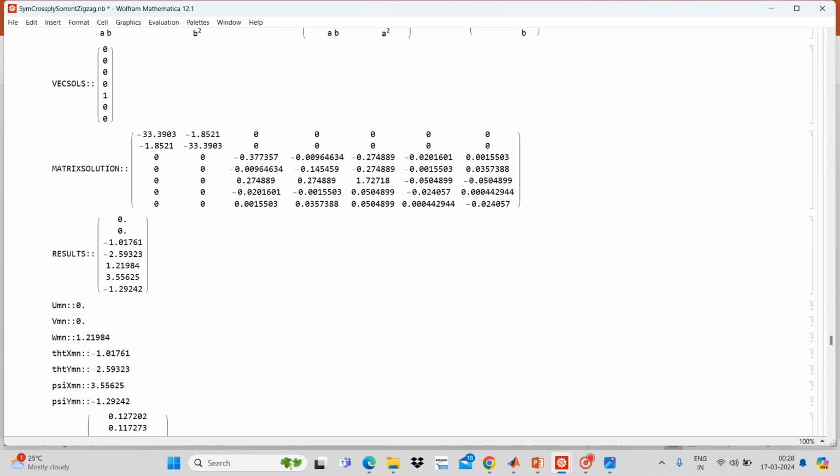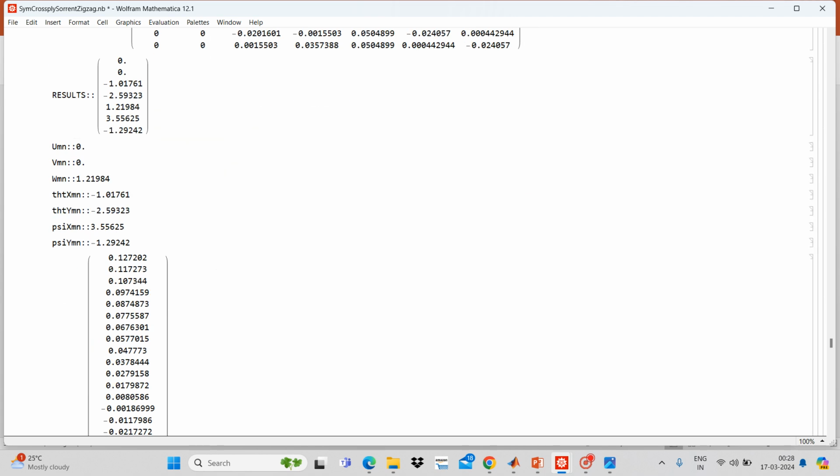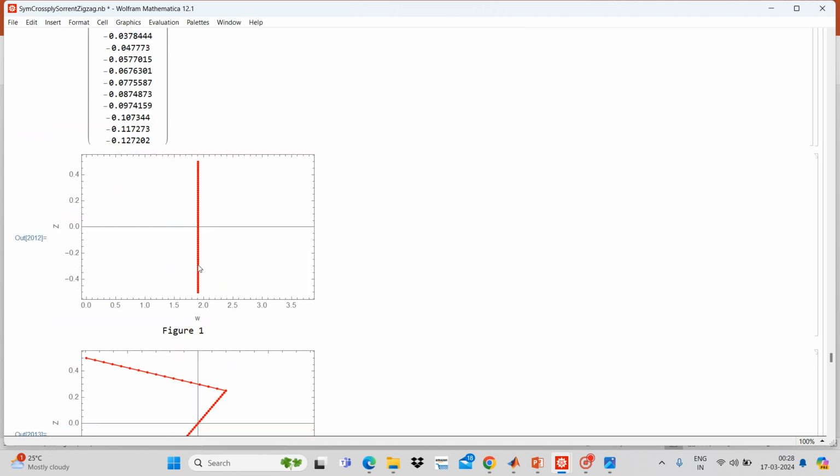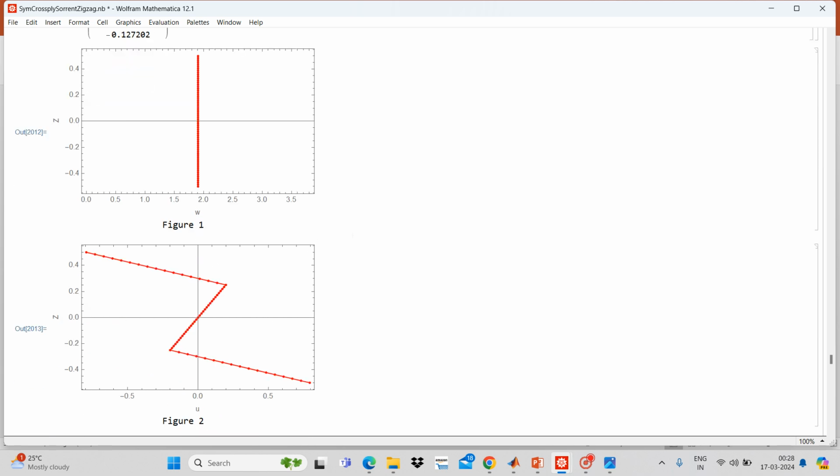W naught, theta x, theta y all are there. So UMN, VMN are 0. WMN is there, theta x MN, theta y MN, psi x MN and psi y MN. That's given here. Now the results: we can see the transverse displacement is almost 2.0 here, and that is constant throughout the thickness. So we know that in the zigzag theory, we assume that the stretching along the z-axis is 0. So there is no stretching, therefore it is constant throughout the thickness, not dependent on the z coordinate.